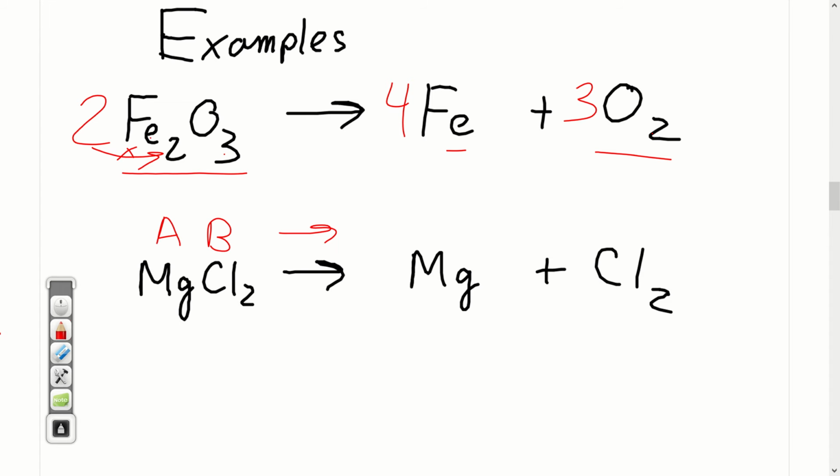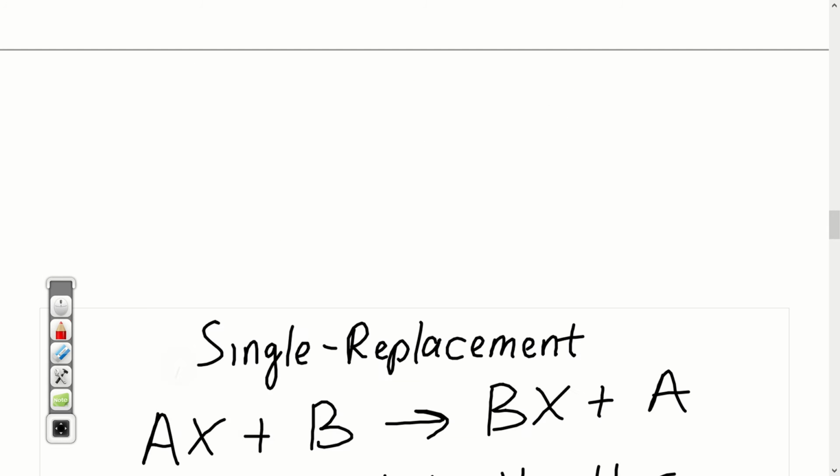On the bottom, another decomposition. AB producing A plus B. They are separate. In this particular equation, everything's already balanced. 1 Mg, 1 Mg, 2 Cl, 2 Cl. Okay? So again, we don't always, that's something important to recognize. It's already balanced.